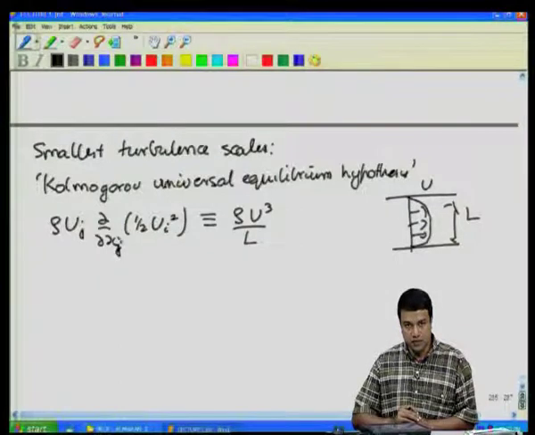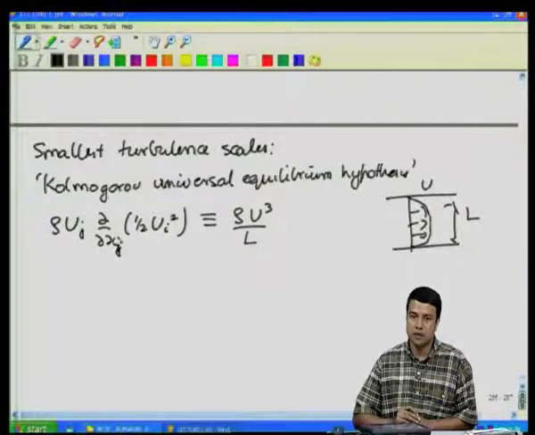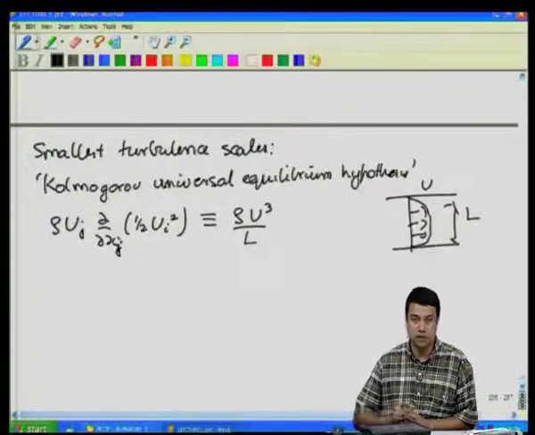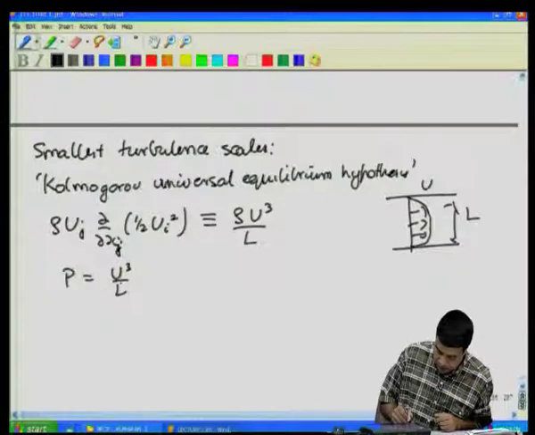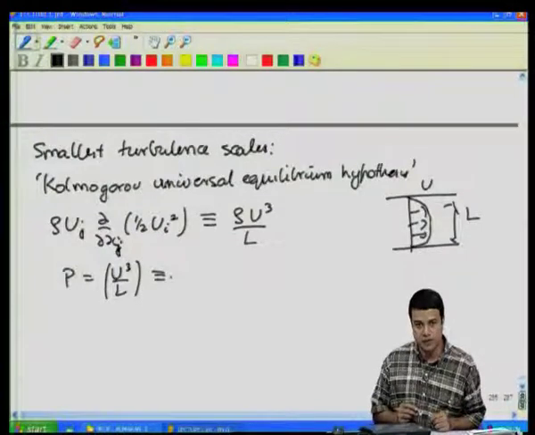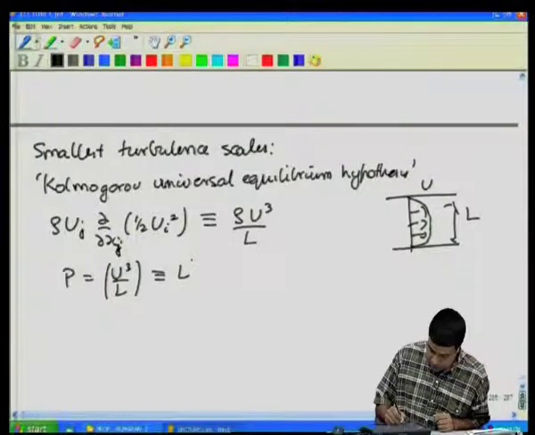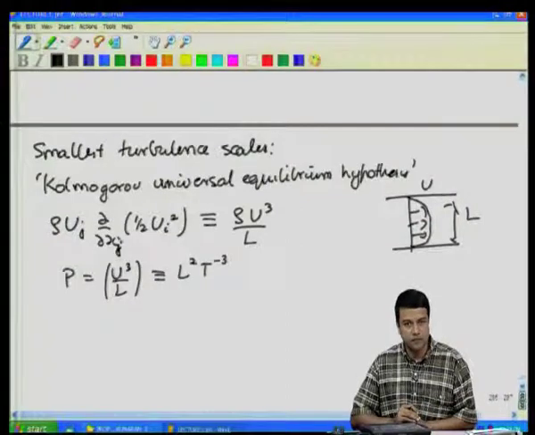Usually, rather than writing the energy per unit volume, half rho u square, it is more convenient to write it in terms of the unit mass, because that removes one mass dimension that we have to deal with. So, one can write the production of energy per unit mass by dividing by the density. This is the rate of production of energy, u cubed by L, which has dimensions of length square T power minus 3.